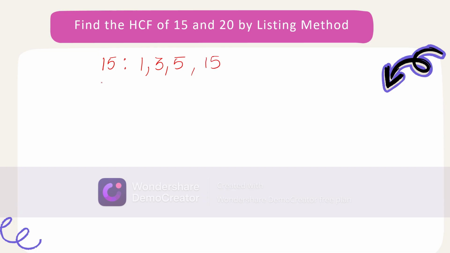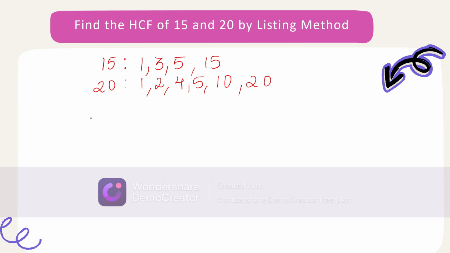Now find the factors of the number 20. So 1, again see, 1 is a factor of every number. It's an even number, so 2. 3 cannot divide 20, 4 can divide, 5 can divide, 6, 7, 8, 9 won't divide, then directly 10 and the last number 20. So 1 and the number itself are factors.